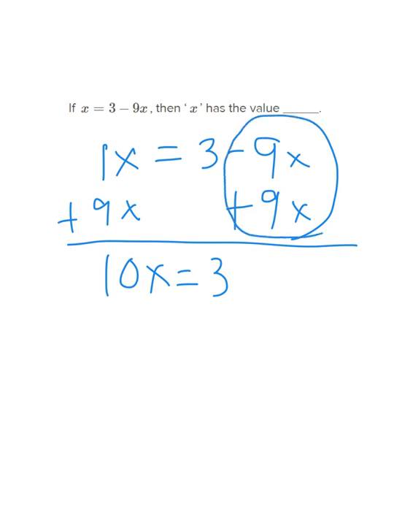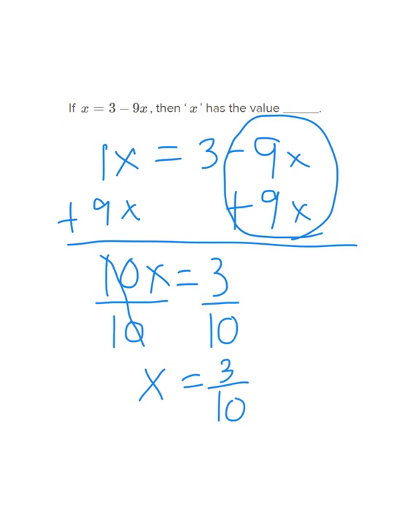The opposite of multiplying by 10 is to divide by 10. So we're going to divide both sides by 10. 10 divided by 10 equals 1. 1 times x is x. And x is equal to 3 tenths. And that's your solution.